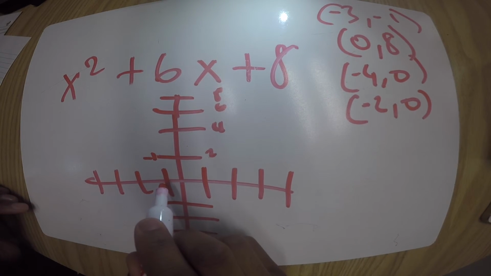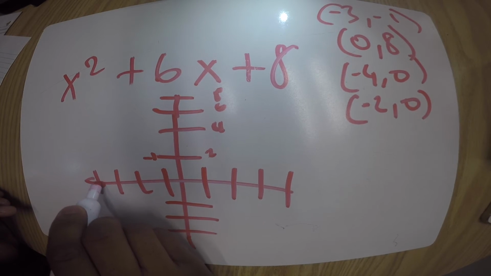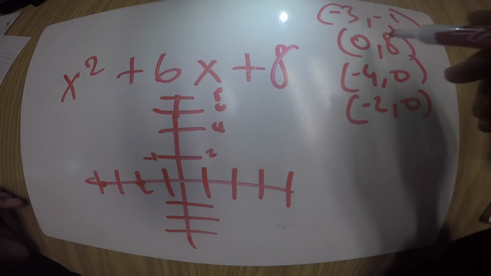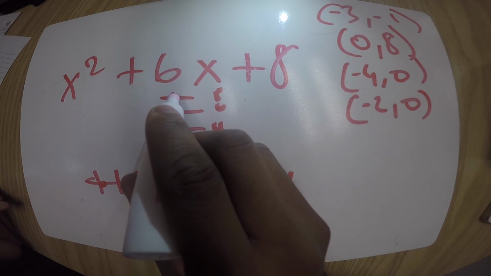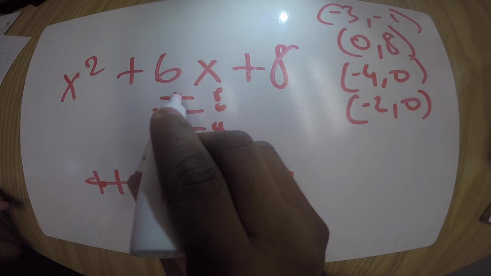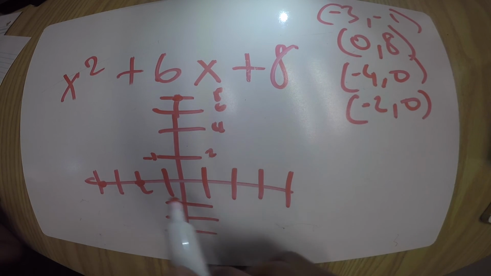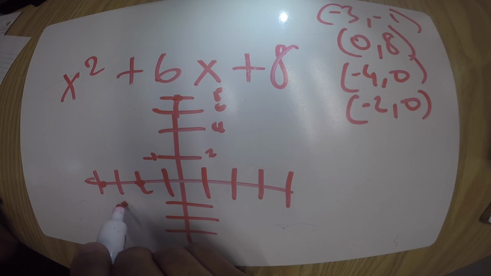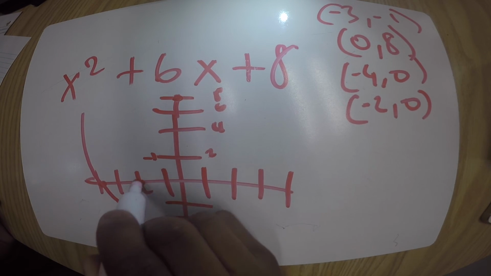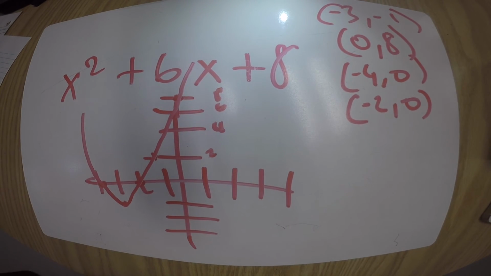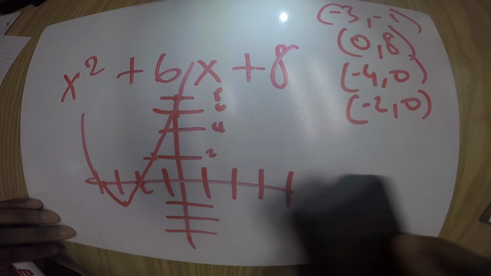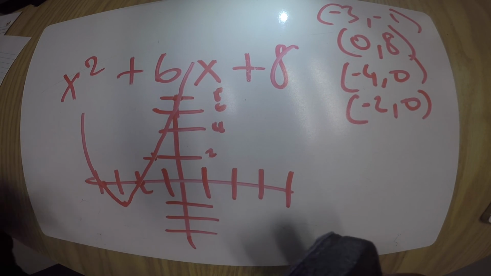So this is negative 1, 2, 3, 4, (negative 4, 0), (negative 2, 0), and the y-intercept (0, 8), so it's up there somewhere. And then our vertex was negative 3, and down 1 to negative 1. Now we just connect them, and you get that. Remember we said we had a minimum because the A was positive. So you can see that's a minimum.